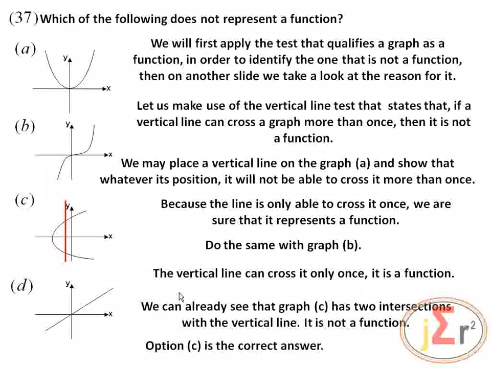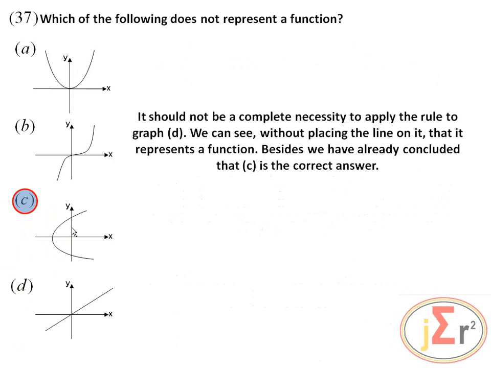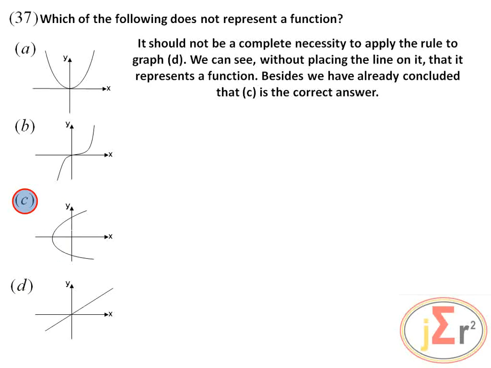Option C is the correct answer to the question, which of the following does not represent a function? So this one does not represent a function because the vertical line crosses it more than once. It should not be a complete necessity to apply the rule to graph D. We can see without placing the line on it that it represents a function. Besides, we have already concluded that C is the correct answer, that is, the one that is not representing a function. However, we have the time and space for it, so let us go straight ahead.